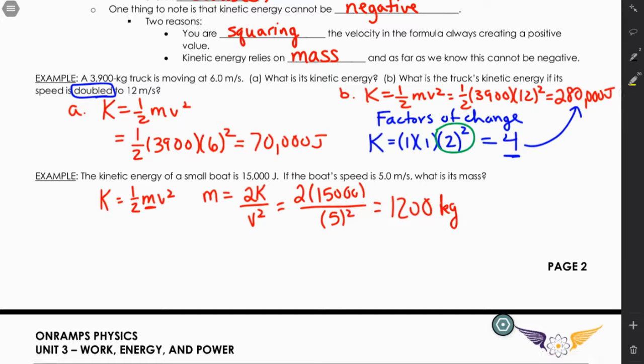Okay, so in the next video, we're going to look at the connection between work and kinetic energy, and something known as the work-energy theorem.